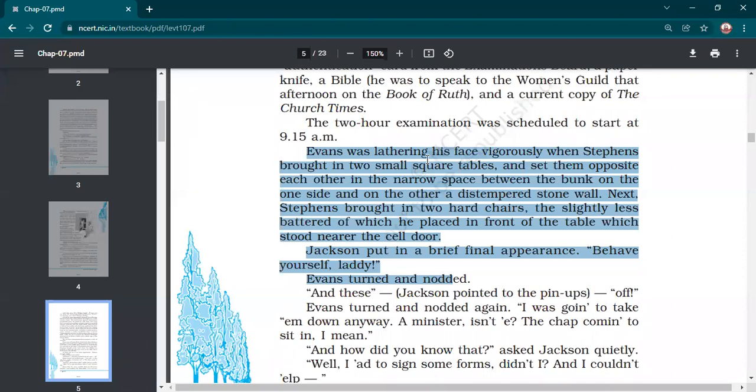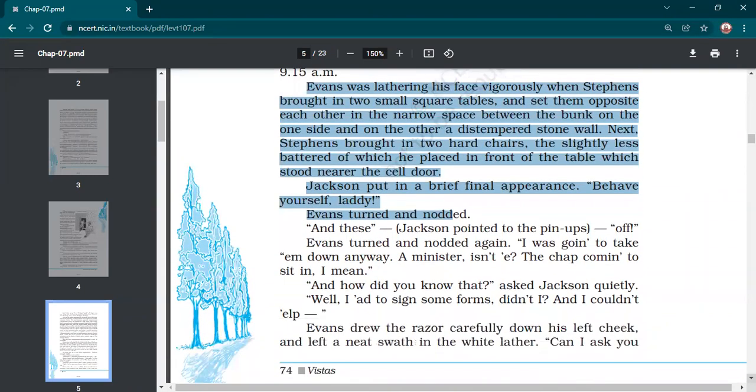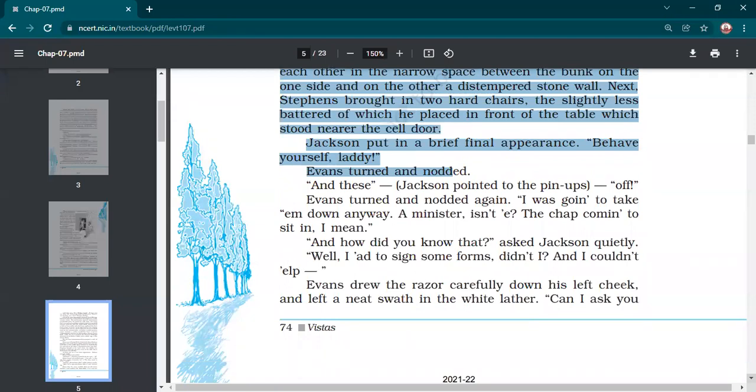So Evans was again just doing his face and beard, he was touching it. Stephens, जो है दूसरा officer, newly appointed officer, he brought 2 small square tables and he started making arrangements for the exam. Then he brought 2 hard chairs and whatever was required for the exam in the cell, exam वहाँ पे जहाँ पे है Evans.